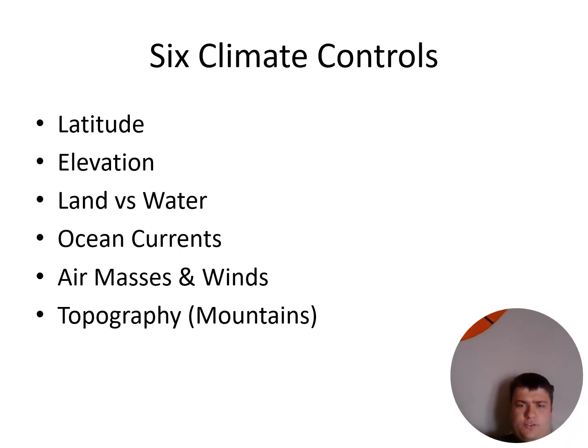The six climate controls that we're going to talk about today are latitude, elevation, land versus water, ocean currents, air masses and winds, and topography, or mountains, in other words.